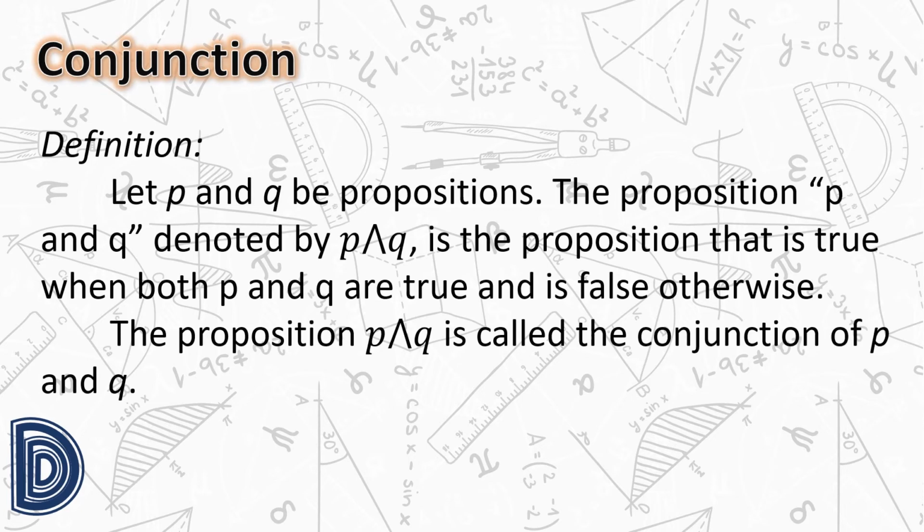Conjunction. Let P and Q be propositions. The proposition P and Q, denoted by P ∧ Q, that's a caret, is the proposition that is true when both P and Q are true and is false otherwise. So the conjunction of P and Q will only be true if both P and Q are true, otherwise false. The proposition P and Q is called the conjunction of P and Q.